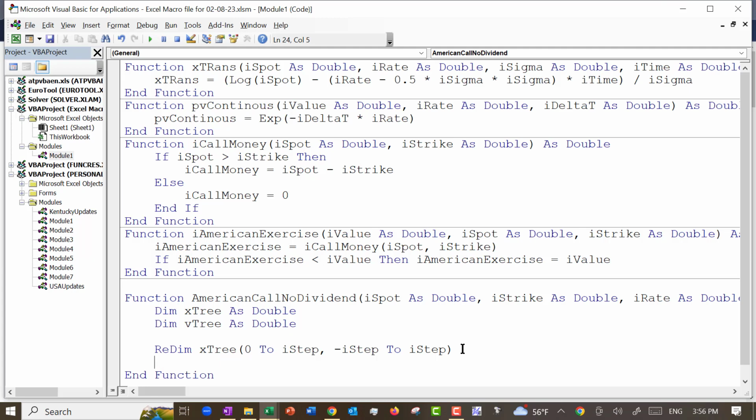We're going to need some local variables. Delta T is the length of each step. So if this is a 1 year option and I'm going to do 100 steps, each of the steps are worth 0.01 years, which is about 3 days.